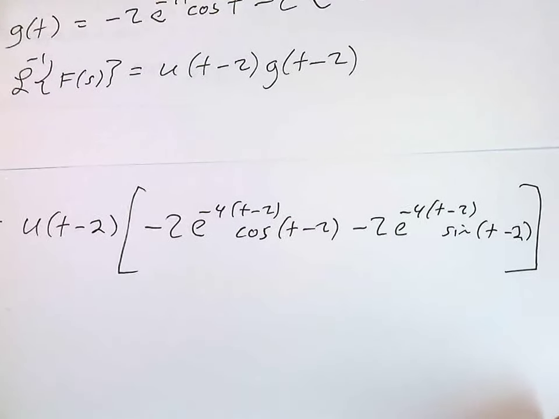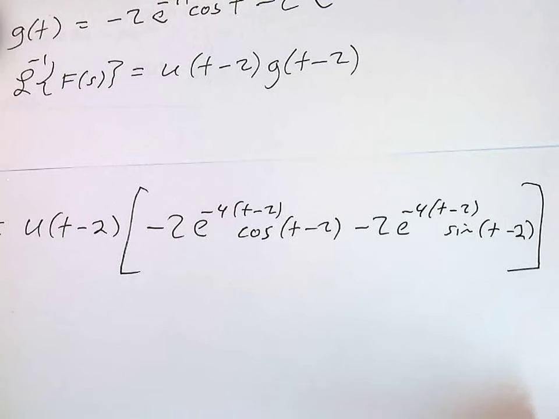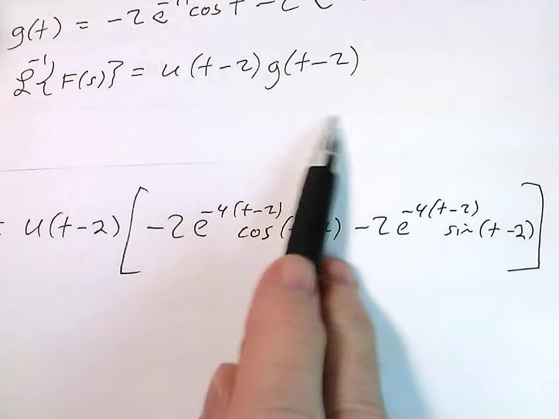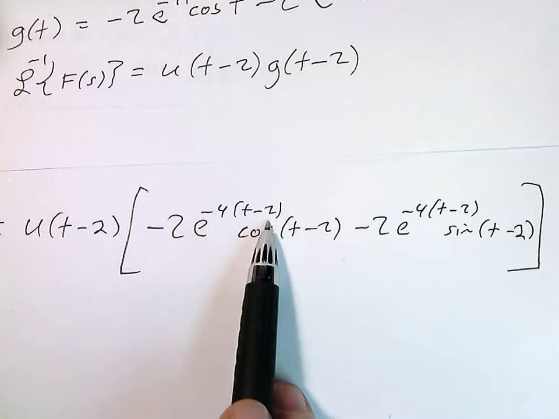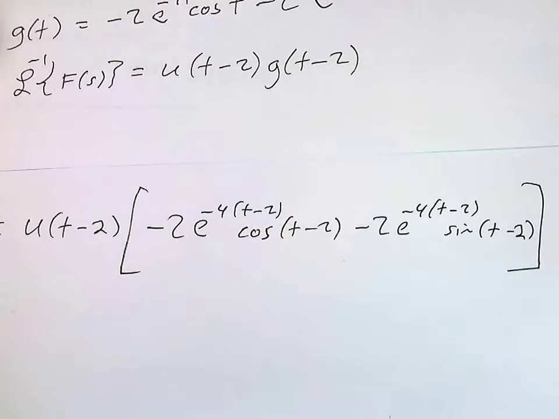Okay, so that fits all on the one page, because I had to put my t minus 2 into my function here to get what my inverse transform was. It's kind of a long problem, but it does work out.